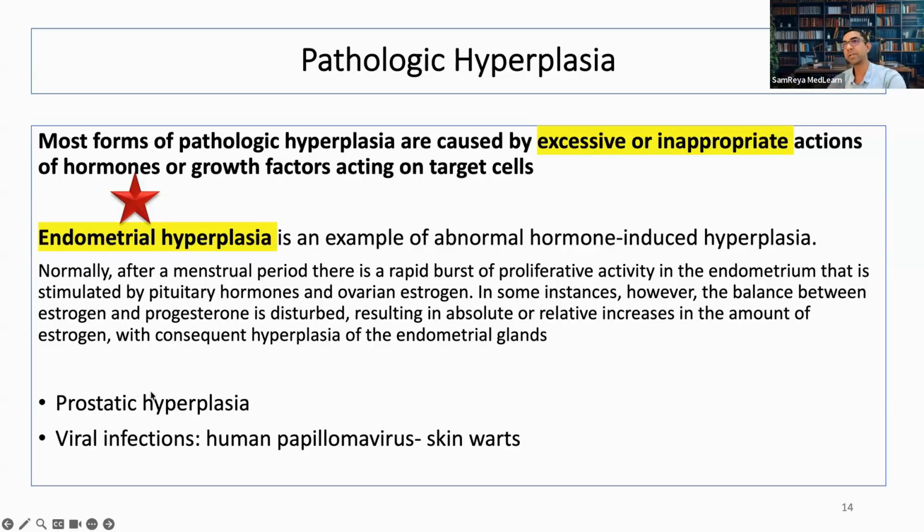Another example that I've quoted here is prostatic hyperplasia. So the prostate, again, because of increased and prolonged testosterone stimulation, the cells can increase in number, right? Viral infections, for example HPV, human papilloma virus, cause skin warts, right? What are skin warts? Skin warts are, again, epithelial hyperplasia that keeps happening and increases in size, and then it becomes a benign lesion on the skin, right? So we'll talk more about this in detail when we talk about dermatopathology, okay?